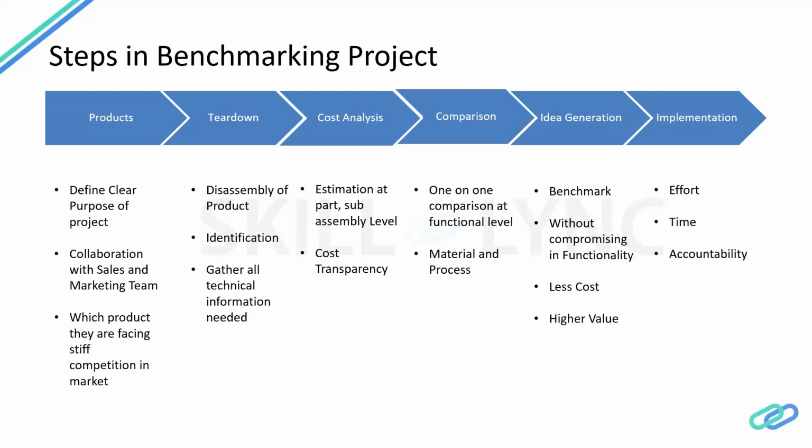And then there is the cost analysis: estimation at part level, sub-assembly level, cost transparency. After doing that, it's a comparison step. It's a one-on-one comparison at functional level, and then material and process, which I'll explain in the next slides. But the next step is idea generation. In this benchmarking, without compromising functionality, value is what we call it, with less cost. In implementation, definitely it's going to the next stage, which is for other departments, where effort, time and accountability come in. Yeah, with this I think I can start.